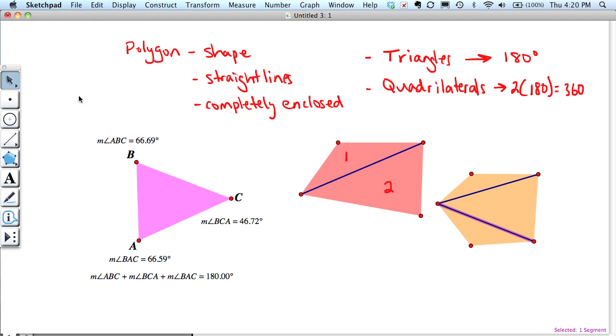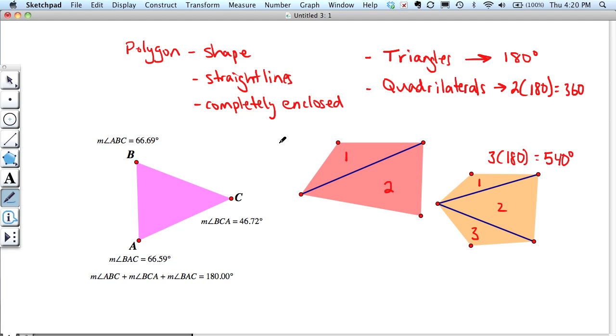And now that I've divided my shape into triangles, you can see that there are 1, 2, 3 triangles. So no surprise here that the total of all the angles on the inside is 3 times 180, which is equal to 540 degrees. And so you can continue using this pattern to find the sum of the angles for any polygon.